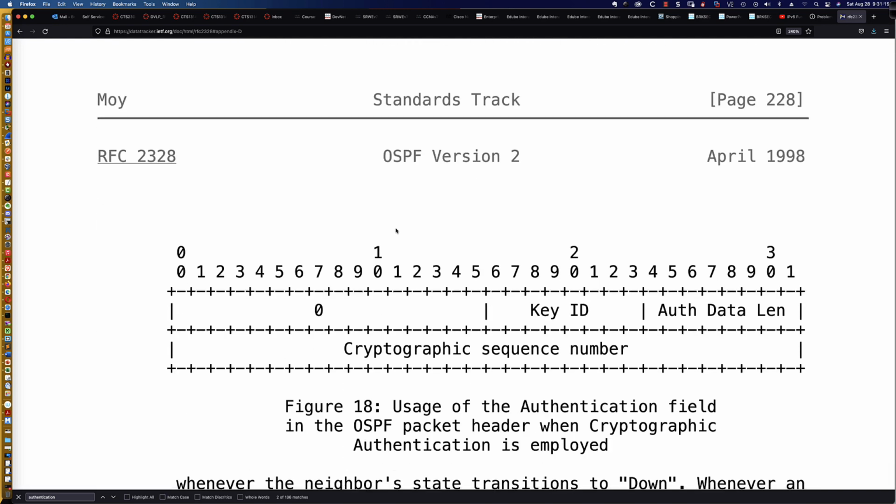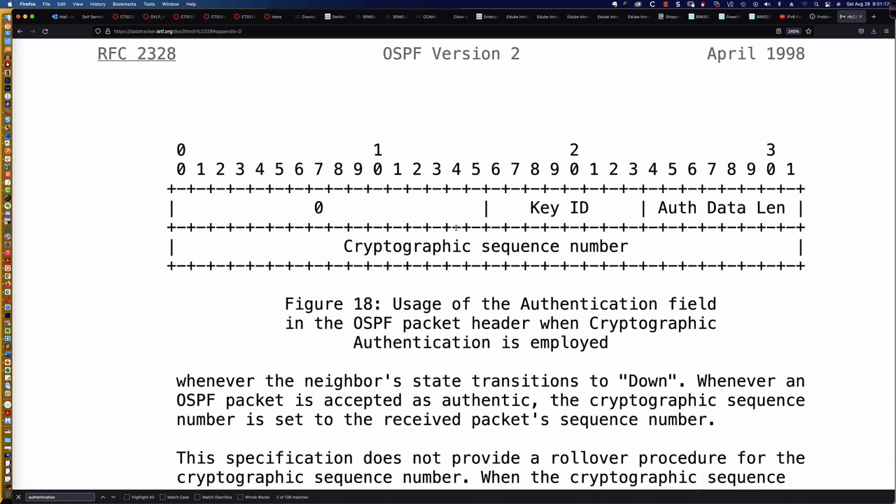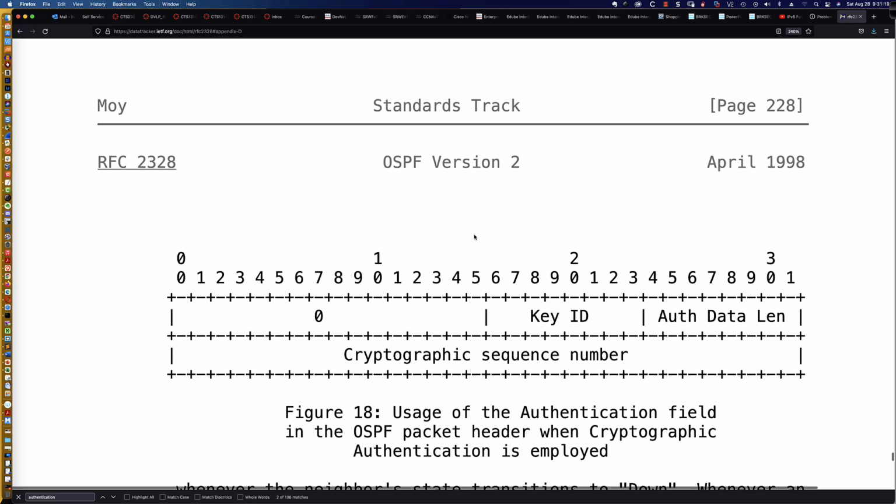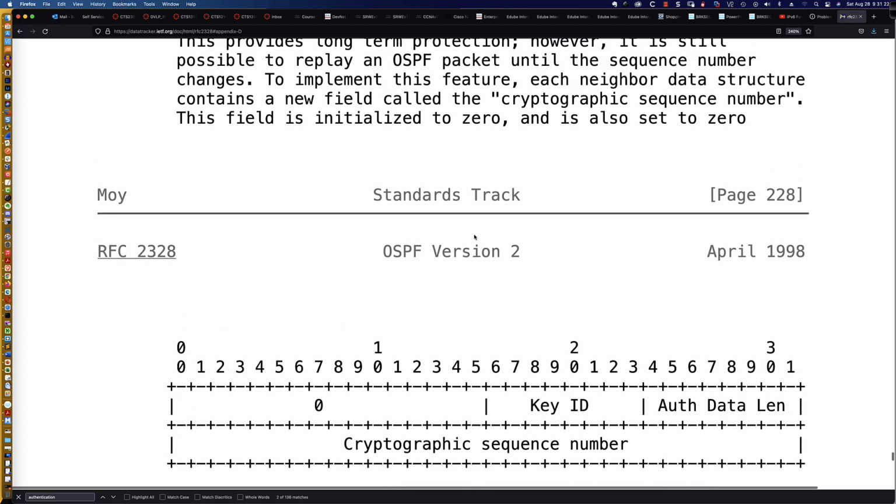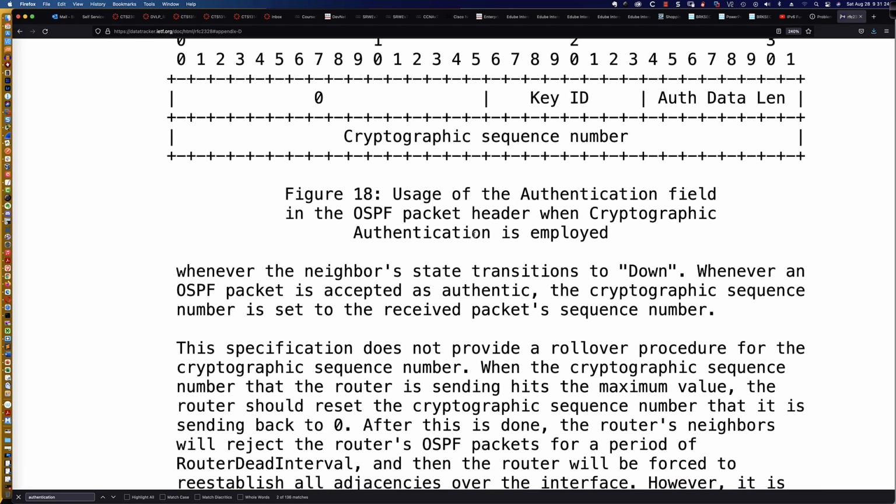And again, this is a nice little section to read. And here is the OSPF. You can see they're going to say that the header is going to be carrying this information. The OSPF packet header, when cryptographic authentication is employed, has the sequence number, and we are going to see this because we're going to set this up on real Cisco routers.